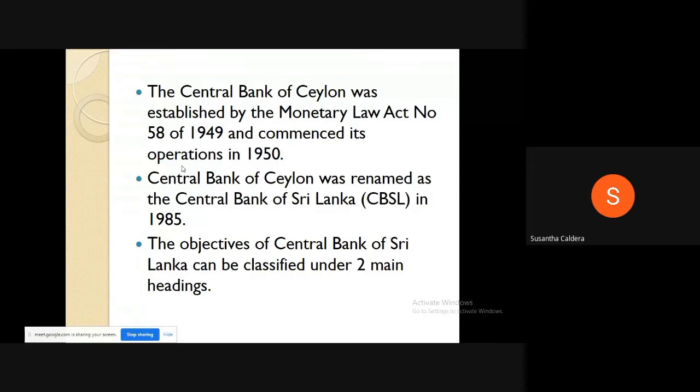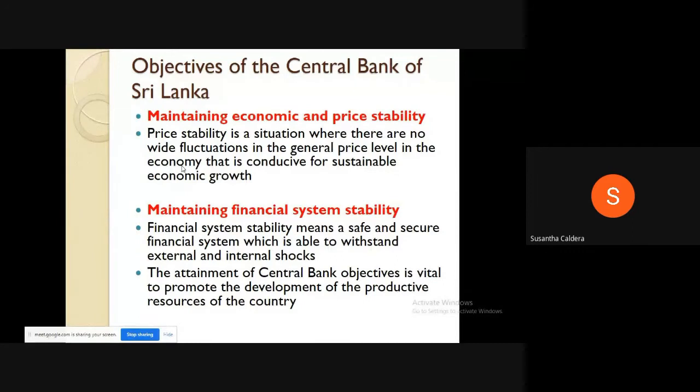The objectives of the Central Bank of Sri Lanka we can classify under two main headings. One objective is maintaining economic and price stability. This is what the Central Bank is trying its level best at these days: how to maintain the economic stability as well as the price stability of the country.